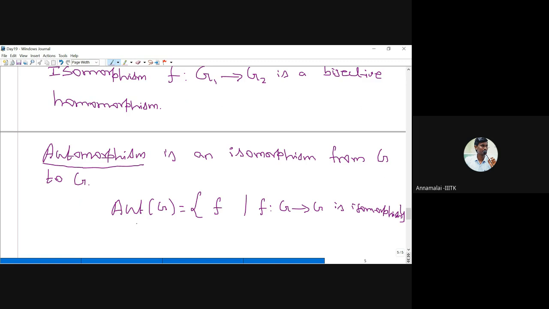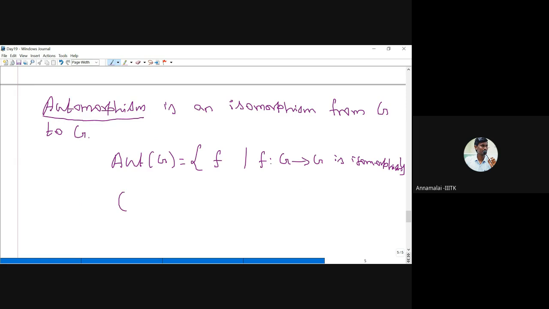This set of automorphisms forms a group with respect to the composition operation. It's a group, but need not be an abelian group, because in general composition does not satisfy the commutative property. That is, f composition g is not equal to g composition f in general. So it's not abelian.